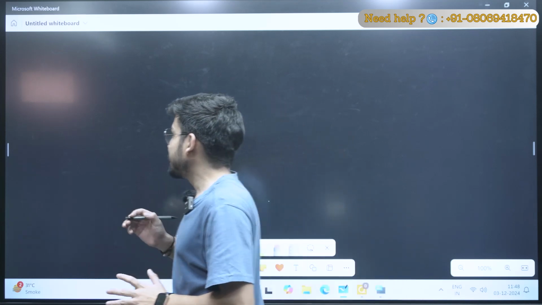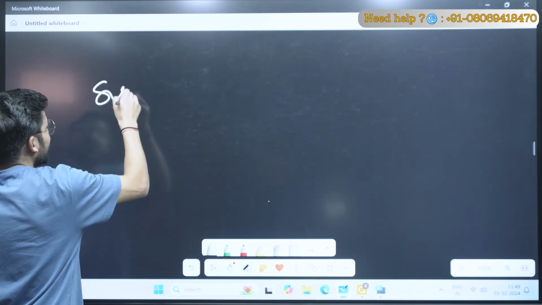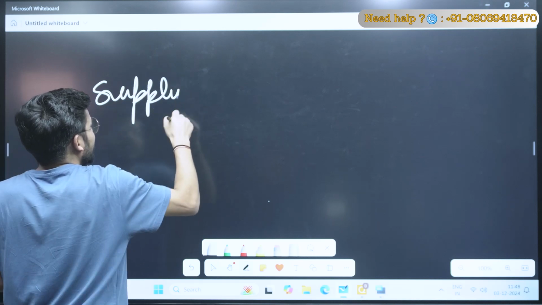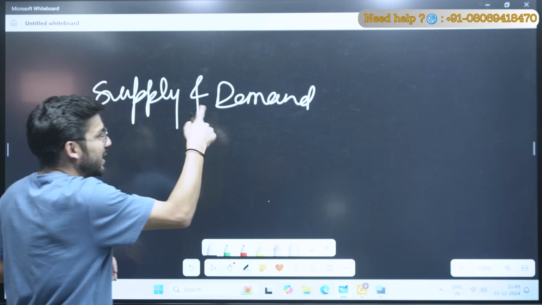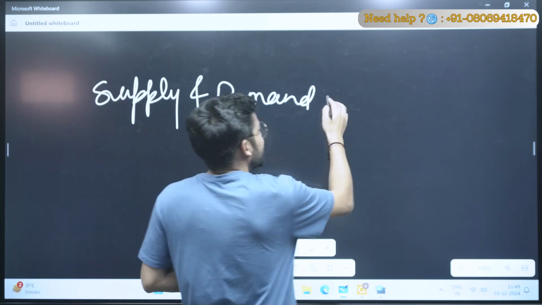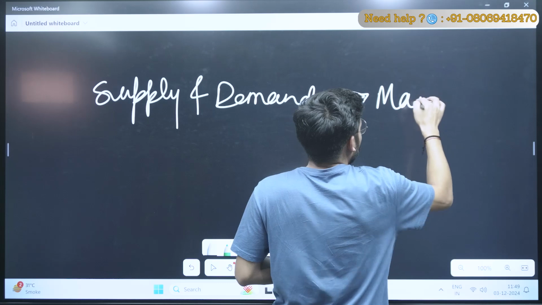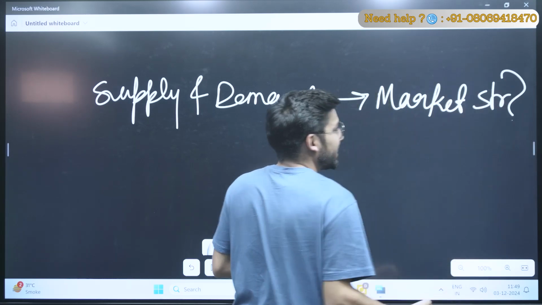Now the thing that we will be using in this video will be, first of all, supply and demand zone. This supply and demand zone, we will be finding with the help of market structure. Now the question remains, what actually the market structure is.